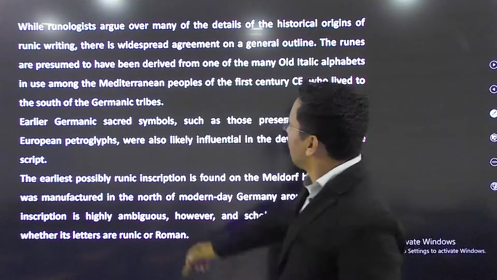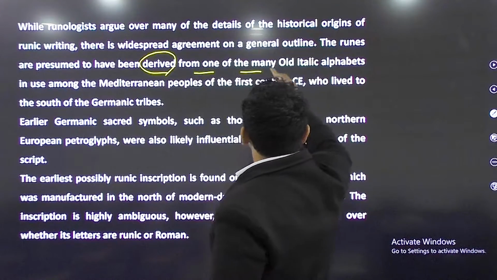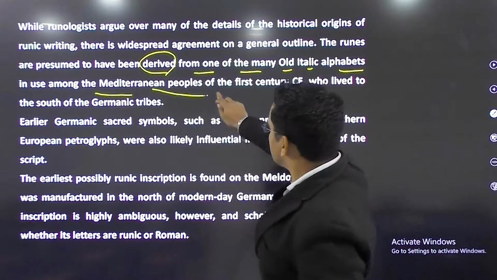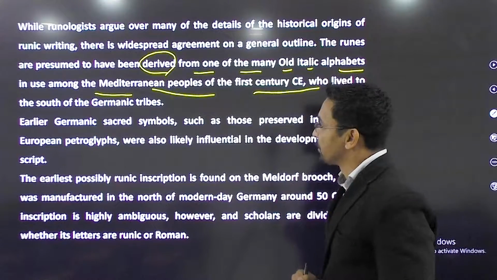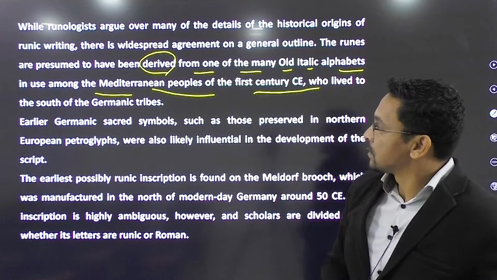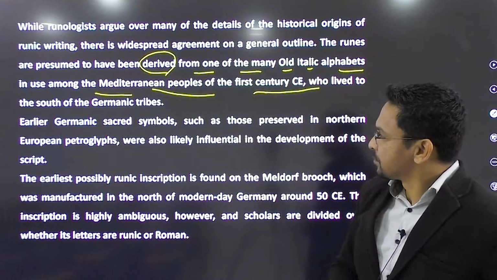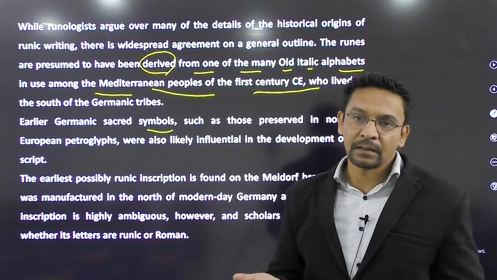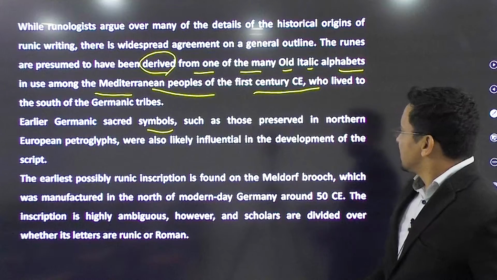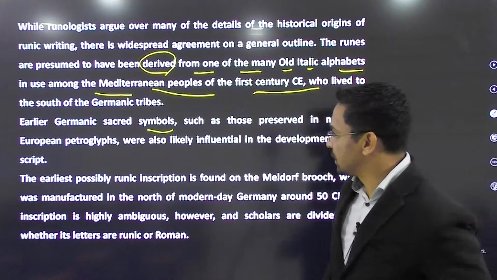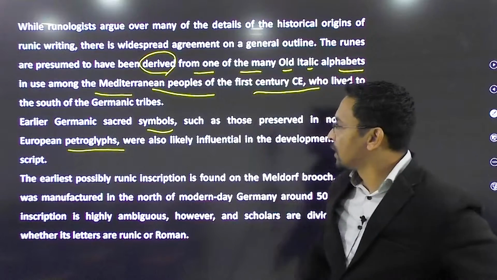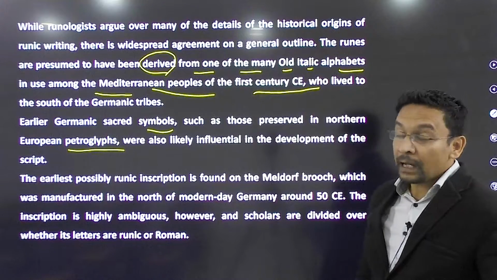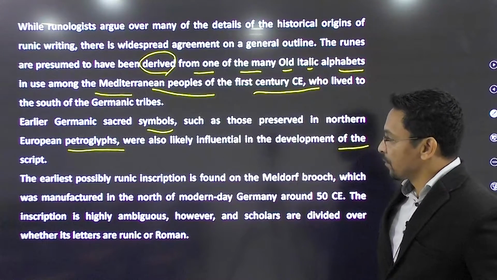Runes are presumed to have been derived, from where? From one of the many old Italic alphabets in use among the Mediterranean peoples of the 1st century CE, who lived to the south of the Germanic tribes. Earlier Germanic sacred symbols, which were considered sacred, holy, pure, pious, such as those preserved in northern European petroglyphs, were also likely influential. They also had a hand in the development of the script.